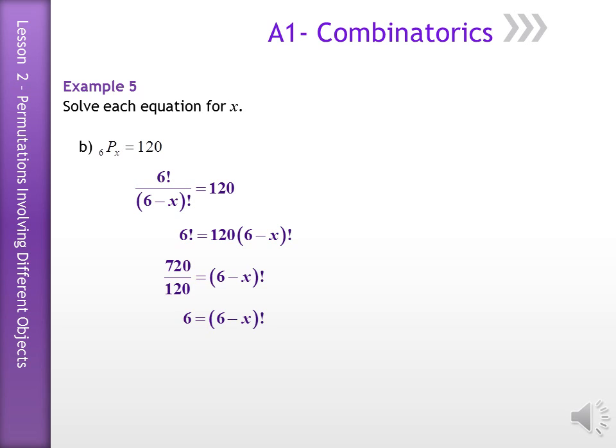Now the real trick here is to get a factorial sign on both sides of the equal. And we do start recognizing these after a while, but you could always just start plugging in numbers in the calculator if you're unsure. But 6 is the same as 3 factorial. So I'm going to rewrite 6 as 3 factorial. We still have 6 minus x factorial on the other side. But because we have a factorial on each side of the equation, we can now cancel those out. So the 3 has to equal 6 minus x. And then doing the algebra, we would find that our answer would be x equals 3.